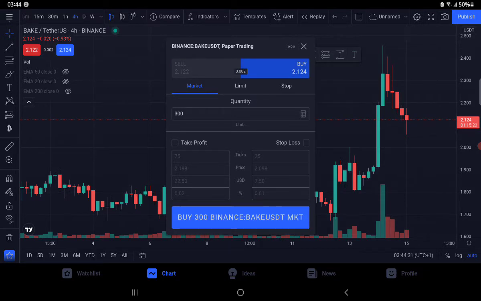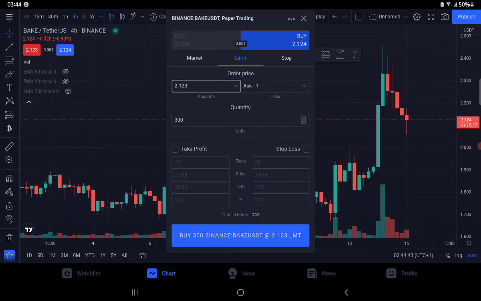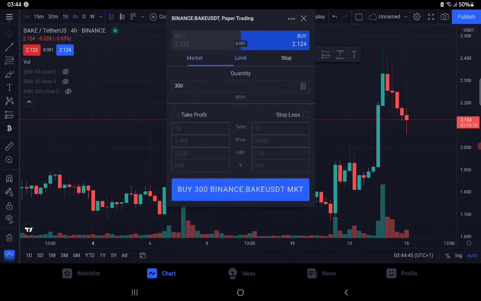So you can still do the same thing on this paper trading. I now click on buy, and now I say I want to buy. You can buy with market order, you can buy with limit order, you can buy with stop limit. We actually know all this means.